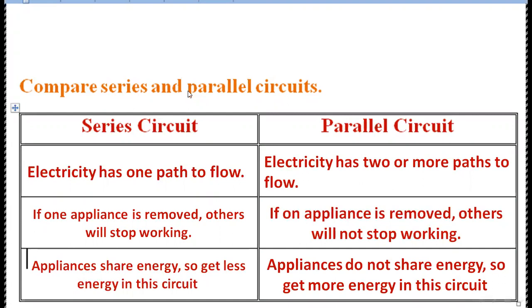So, compare series and parallel circuit. In a series circuit, electricity has one path to flow. In parallel, electricity has two or more paths to flow. In series, if one appliance is removed, others will stop working. In parallel, if one appliance is removed, others will not stop working. In series, appliances share energy, so they get less energy in this circuit. In parallel, appliances do not share energy, so they get more energy in this circuit.